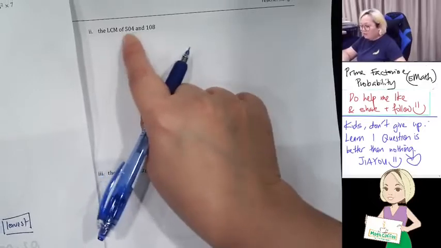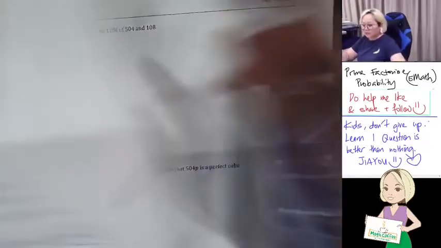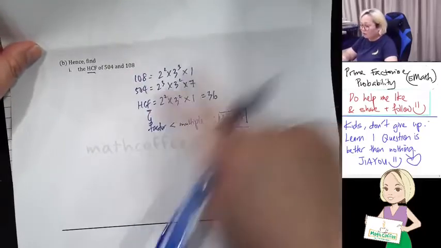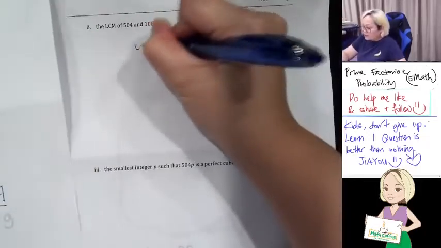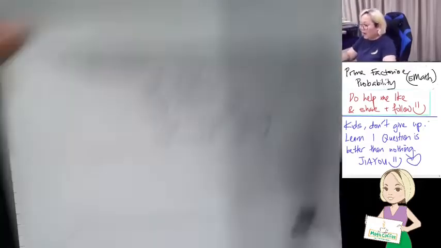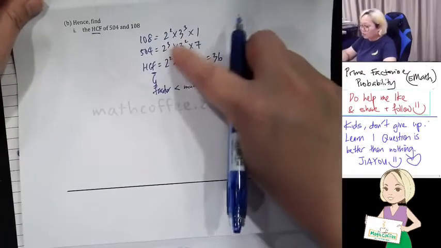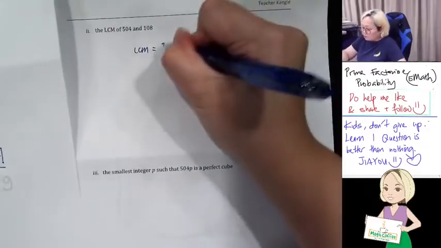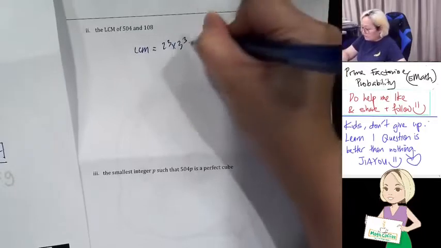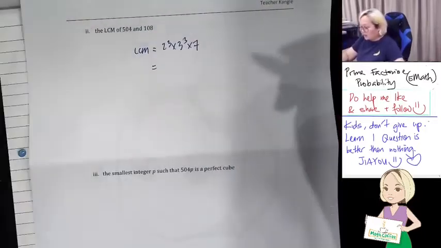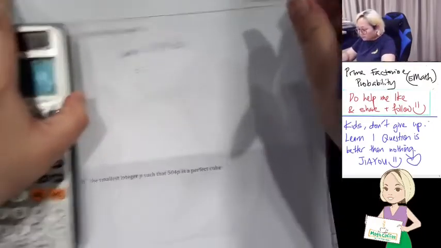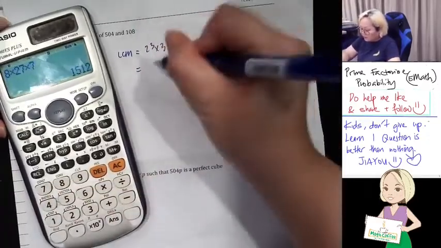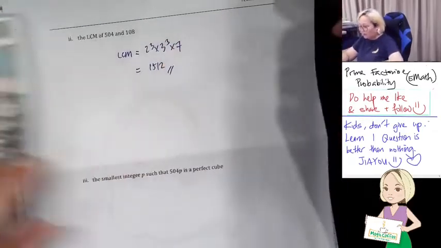The LCM of 504 and 108. Since it's the same set of numbers, I don't have to rewrite it. I can just use the same one and do my LCM. So I can just write, okay, my LCM equals the highest. So you will take 2 to the power of 3, 3 to the power of 3, and 7. And the answer will be 8 times 27 times 7, and that will give us 1512. Done.